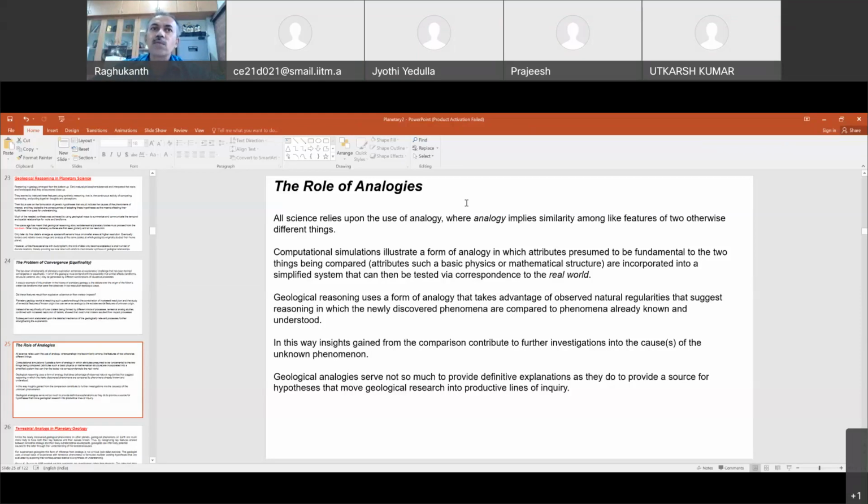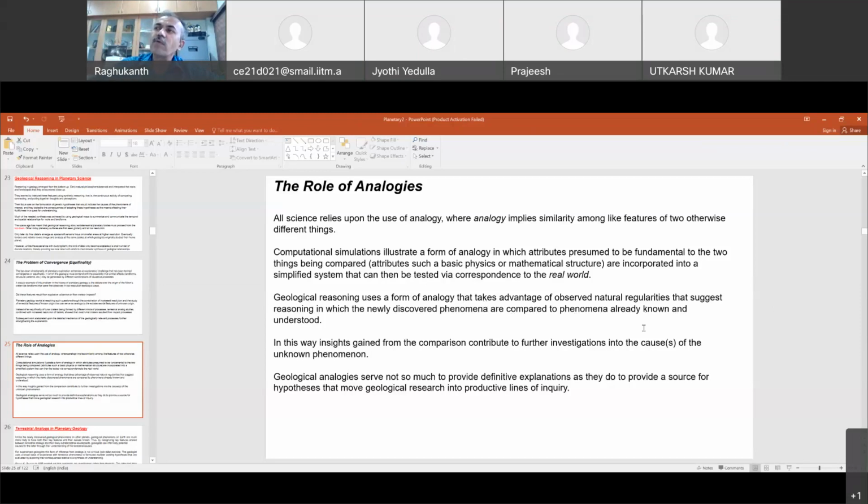Okay, so that's the most important thing. So geological reasoning says we use a form of analogy that takes advantage of observed natural regularities, reasoning in which newly discovered phenomena are compared to phenomena already known and understood.